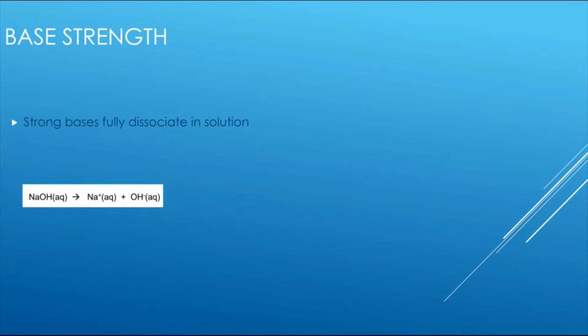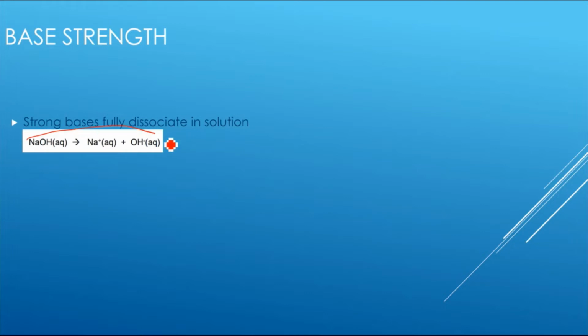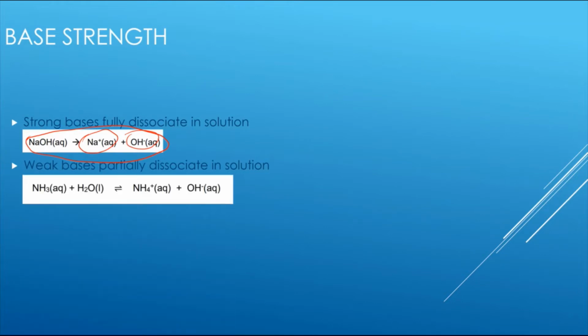Base strength is basically the same. Strong bases would fully dissociate in solution. For example, NaOH would fully dissociate into Na+ and OH-. No NaOH would be left over, whereas weak bases would only partially dissociate in solution, and we would still have, for example, NH3 left over. After the reaction has occurred, we wouldn't fully form NH4+ and OH-.